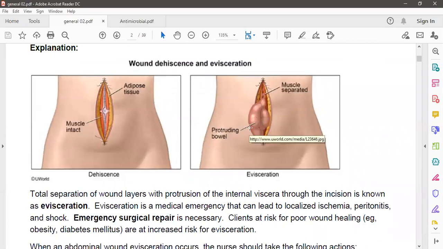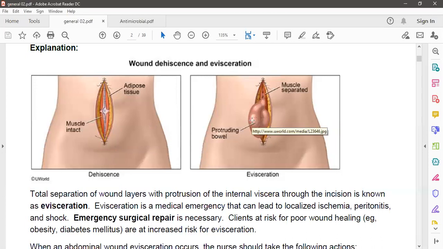In these two pictures showing wound dehiscence and wound evisceration, what is the difference between the two pictures? In the case of dehiscence, the wound is separated, and in picture number 2 it is also separated, but the difference is that the content did not come out. So dehiscence means separation or splitting open of the layers of the surgical wound, but the content does not come outside. It is dehiscence.